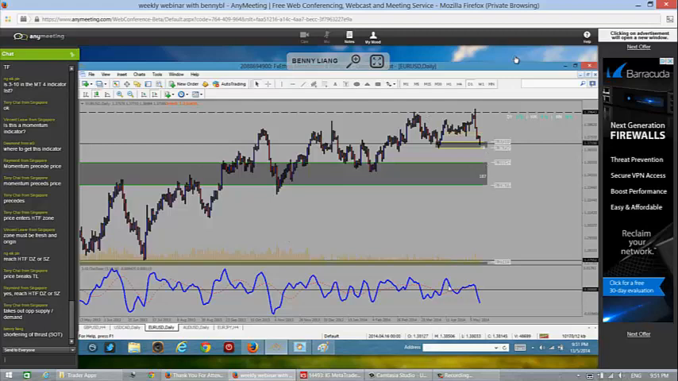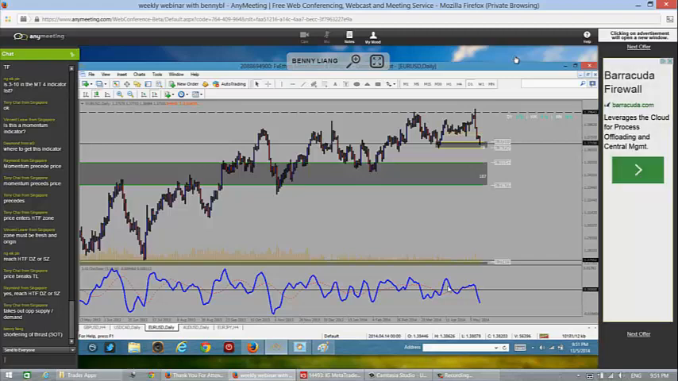Can you see that? So we can use this to help us be more sure. There's no certainty, but to be more sure that when we trade, the counter trend trade is likely to work. Okay? Any question?